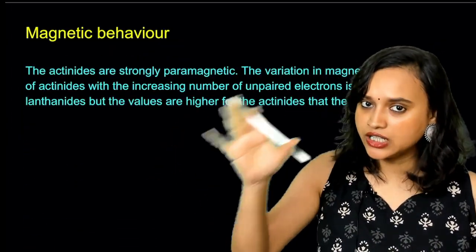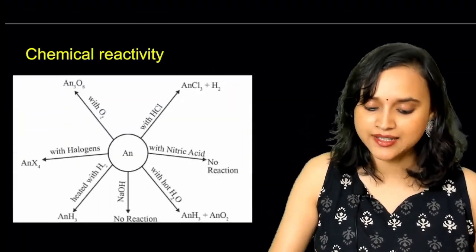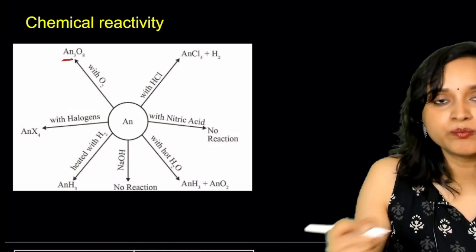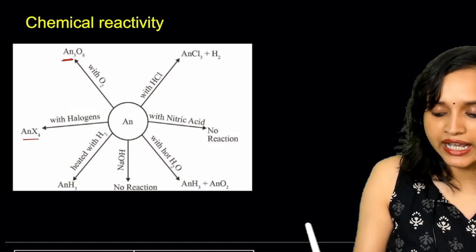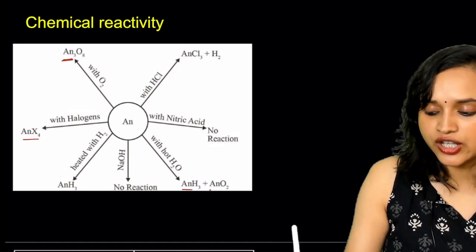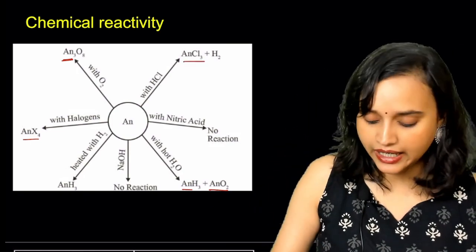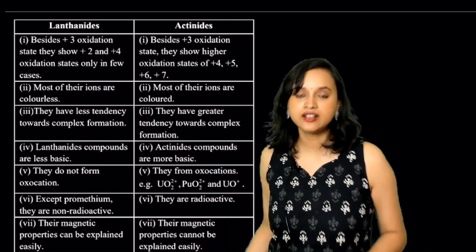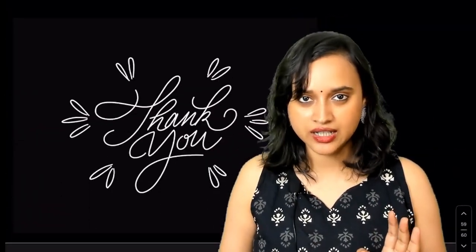Magnetic behavior, exactly similarly, we are going to measure it just like the lanthanoids, and they do show higher magnetic moment as well. Chemical reactivity is once again the same, as you can see that these guys also show +3 oxidation state. So it is going to be An2O3, AnX3, AnH3, no reaction with alkalis, and with hydrochloric acid they form AnCl3. Last but not the least, there is a basic difference between lanthanoids and actinoids that I have written here. Just go through it to know the differences. Not that they will be asking you in the JEE Mains examination. However, it is important.